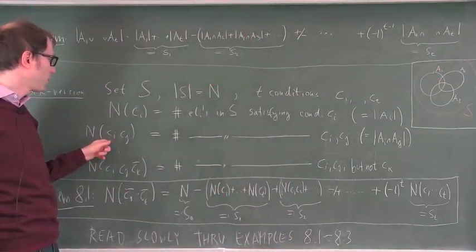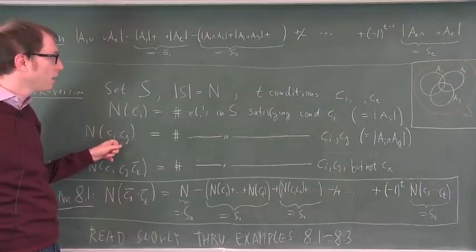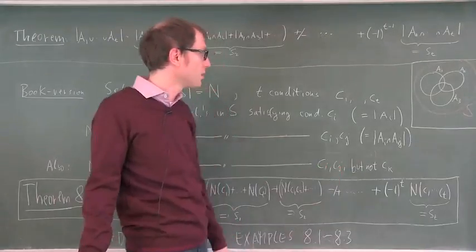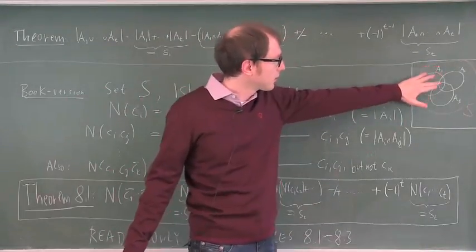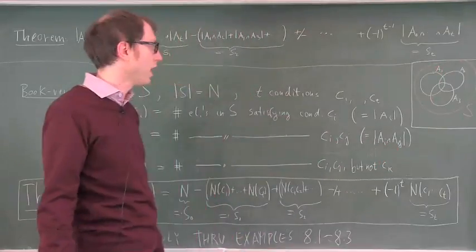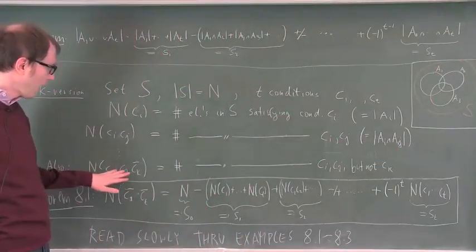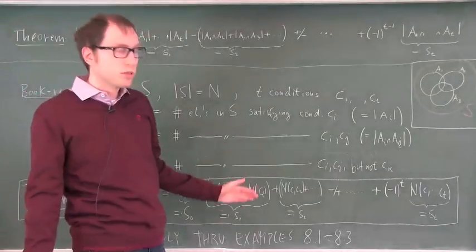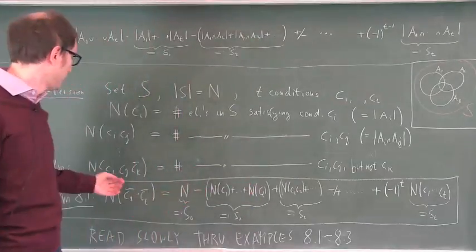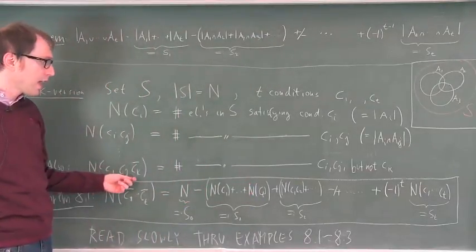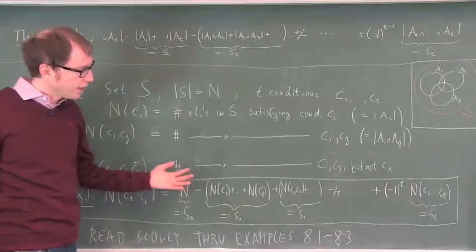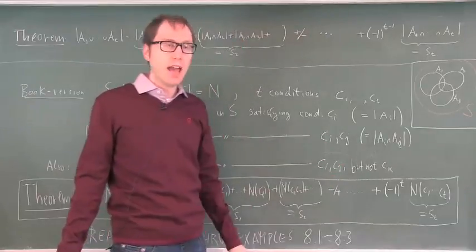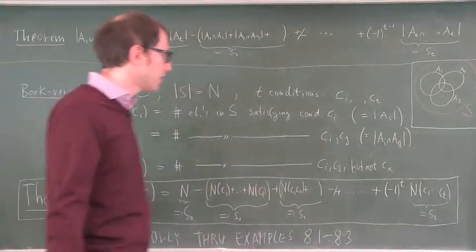And so more notation: N of Ci, Cj means the number of elements in S satisfying both conditions, condition Ci and condition Cj. So it's just counting the number of elements in the intersection of Ai and Aj. And sometimes you put a bar on top of a condition, it means that this condition does not hold. So N of Ci, Cj, Ck bar means these are all the elements satisfying condition Ci, condition Cj, but do not satisfy Ck. Okay, and now here's the main theorem.